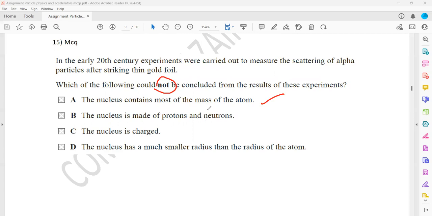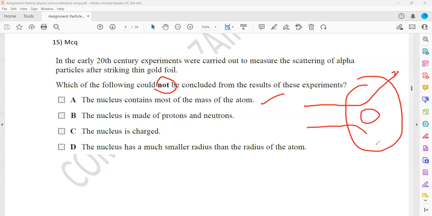That cannot be concluded, because what happened is that most of the alpha particles passed through and a few were deflected. This gives evidence that the nucleus is charged, but not that it specifically contains protons or neutrons. Because the alpha particles are deflected, it shows there are like charges which repel and cause a deviation. That's why B is not the valid conclusion. The nucleus is charged, that's true, and the nucleus is much smaller, because most alpha particles pass through, so the size of the nucleus is very small compared to the size of the atom.